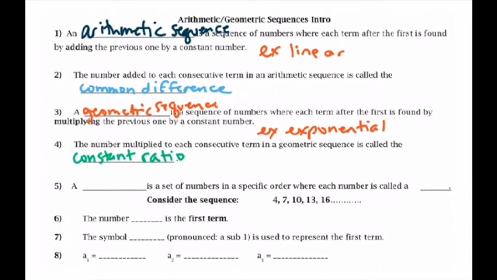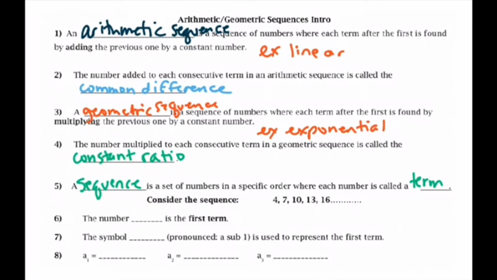Okay, a sequence is a set of numbers in a specific order, and each number is called a term. So an example like a Fibonacci sequence, that's a sequence. It has a particular pattern. You're doing something every time, there's an order to it. You can't just throw out random numbers. That's not a sequence. So if you can identify a pattern, that is a sequence, but it's not necessarily an arithmetic or a geometric sequence. If you guys remember back when we were identifying linear and exponential, just because there was a pattern didn't make it linear or exponential. It might have been something else, okay? So, questions? Okay, that's our vocabulary.